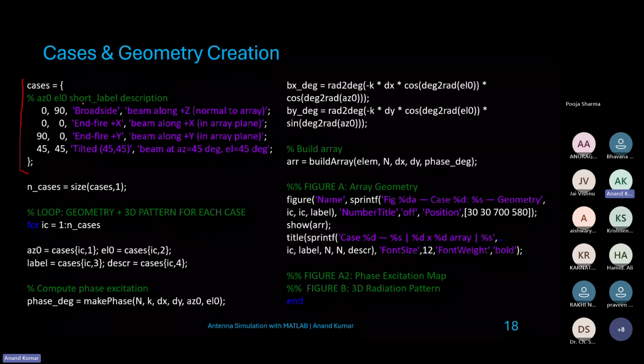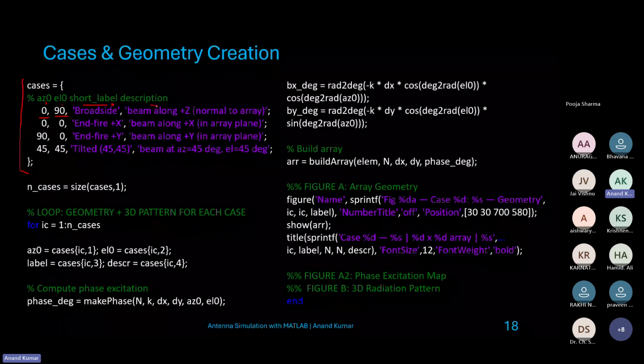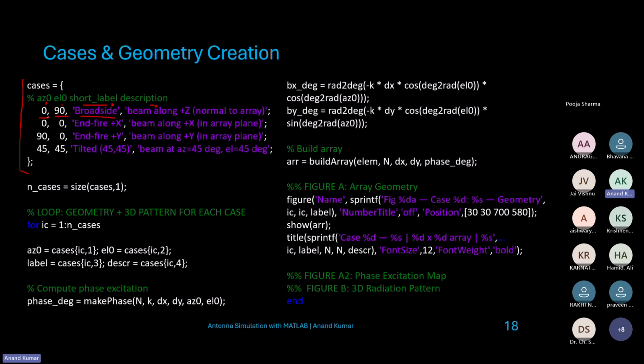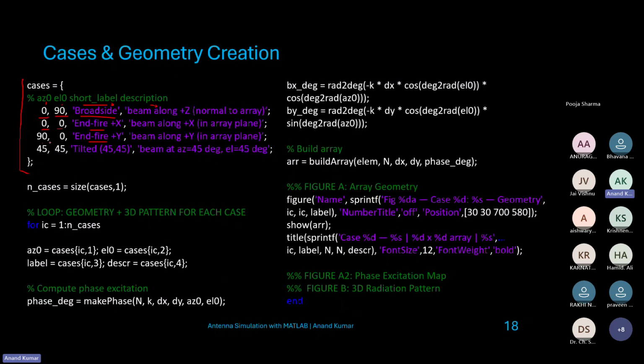This is how we are arranging the cases. This is the azimuth and elevation angles, and then the short label of what we want to do. We'll also use this for the plot, and the description. For broadside we have 0 and 90, end fire we have 0 and 0, end fire in the y direction we have 90 and 0, and for tilted we have 45 and 45, the elevation and azimuth angles. And this is a description. Broadside will have the beam along z, end fire along x and end fire along y, and a beam at 45 degrees.